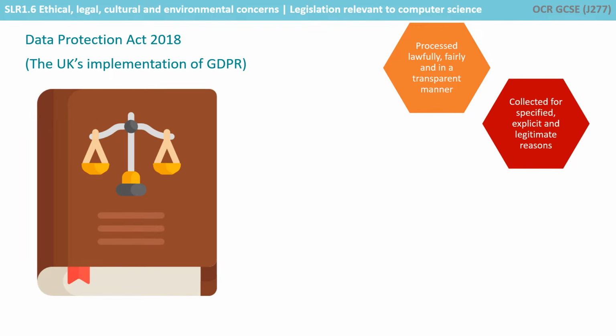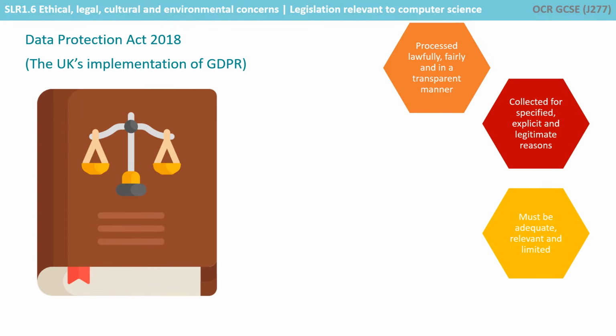The next principle is purpose limitation. Data must only be collected for specified, explicit and legitimate purposes, and not further processed in a manner that is incompatible with those purposes. The only exception to this purpose is relating to public interest and scientific or historical research.